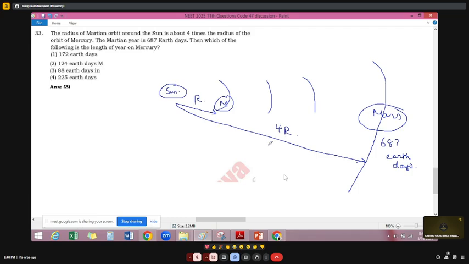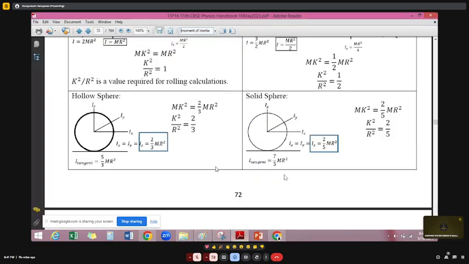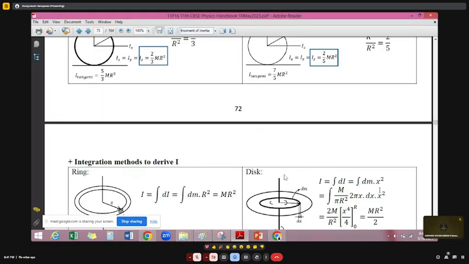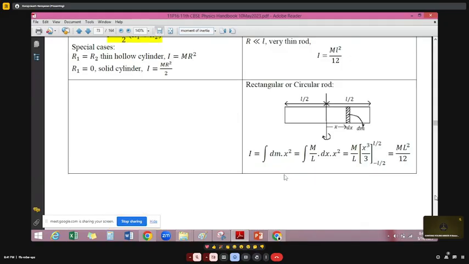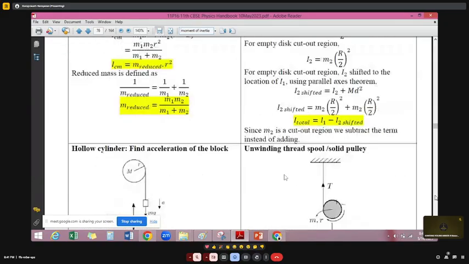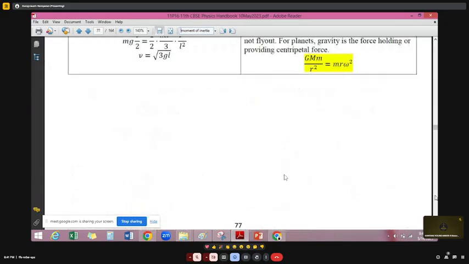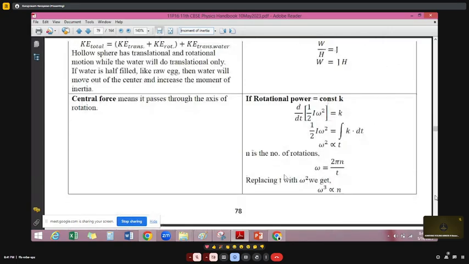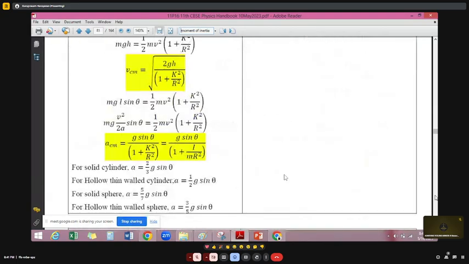But which concept comes to your mind? Anybody? Anything which connects the radius with the time period? Any concept that comes to your mind? Already forgotten 11th standard concepts. Did you study something called Kepler's third law? Yes, sir. Kepler's law: T squared is directly proportional to a cubed, or r cubed, radius cubed. Okay, very good.